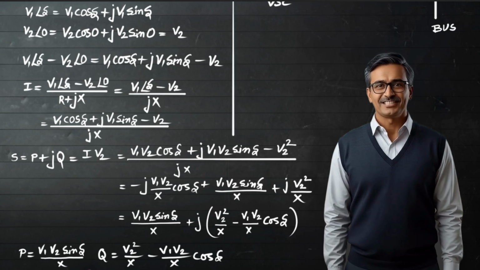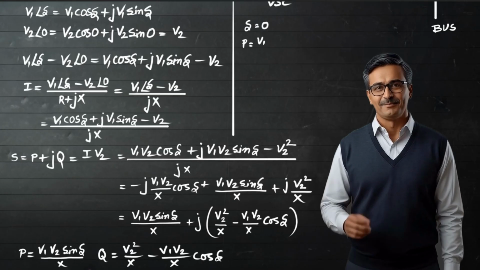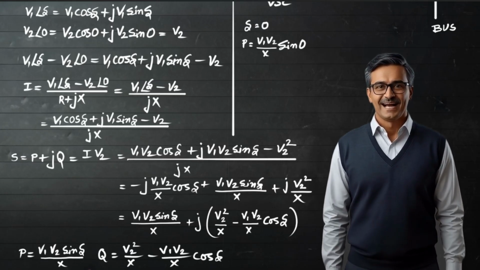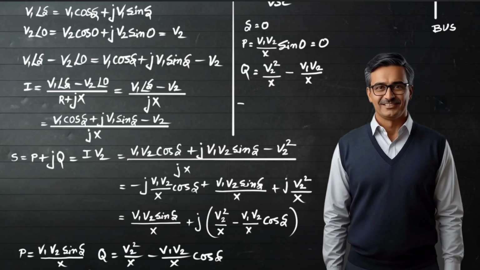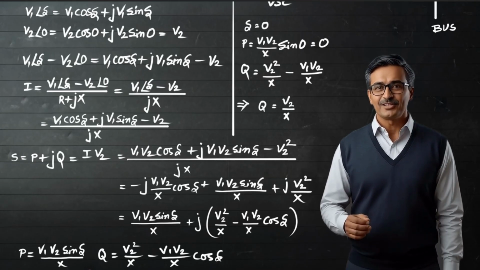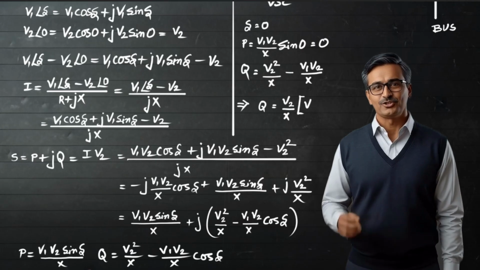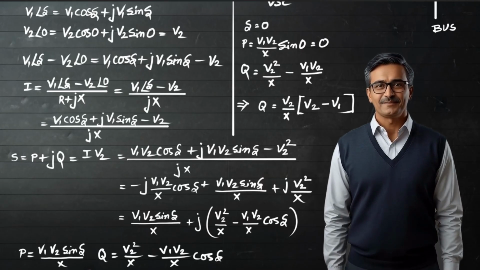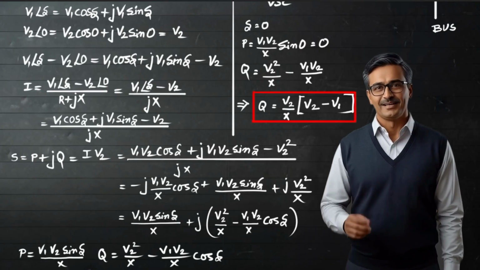When delta becomes 0, sine of 0 is 0. So, active power P becomes 0. That means no active power flows between the converter and the bus. But reactive power can still flow because reactive power depends on the voltage difference. When delta is 0, reactive power becomes V2 divided by X into V2 minus V1. So, reactive power depends on how much V1 is higher or lower than V2.